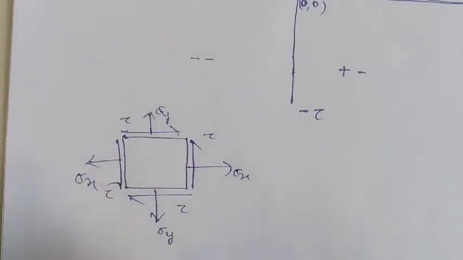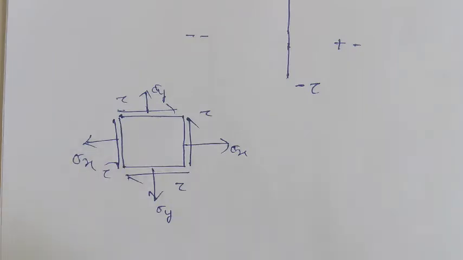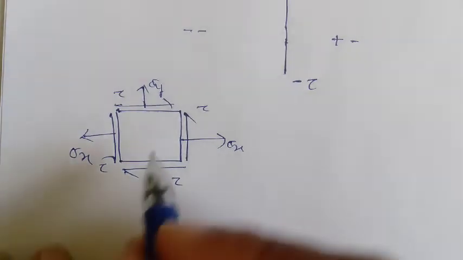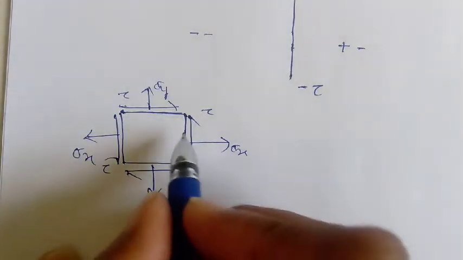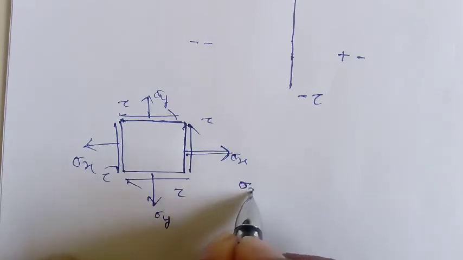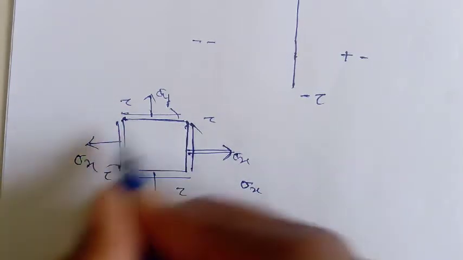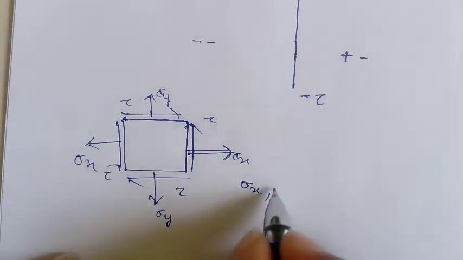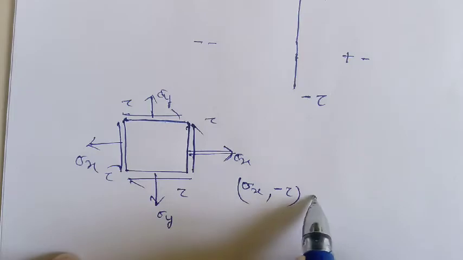Now in the same question, whatever the direction given in the question paper, we just have to first find the coordinates of the plane. Suppose this is the x plane and this is the y plane. So in the x plane, sigma x is positive, so this is sigma x, but tau, if you see here, the sense of tau rotates this element anti-clockwise, so we take minus tau. So this is the coordinate of the x plane.